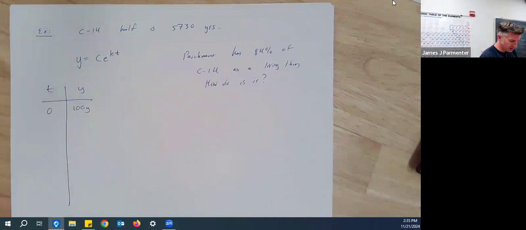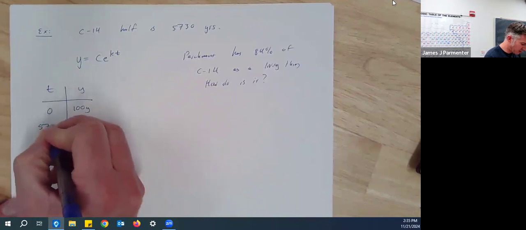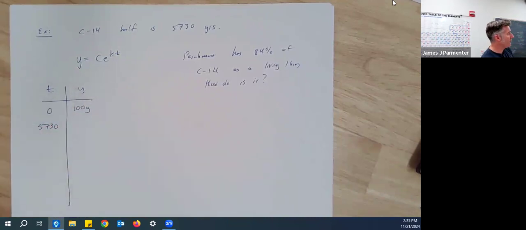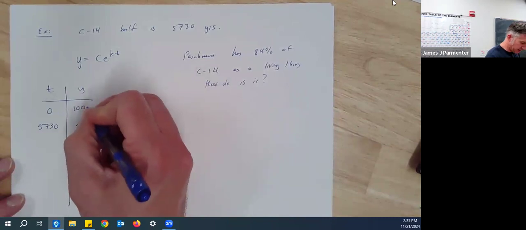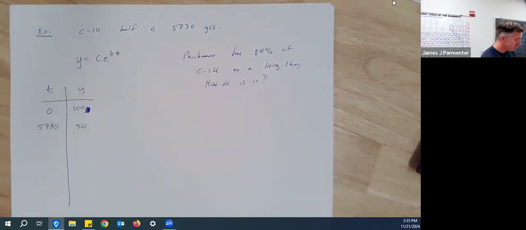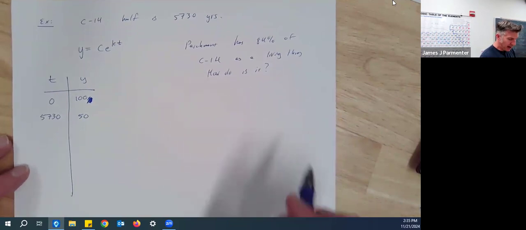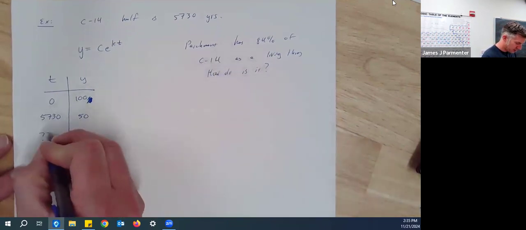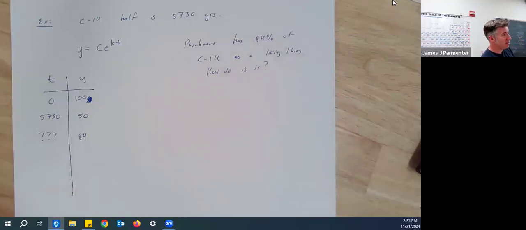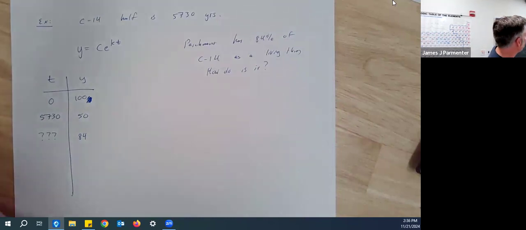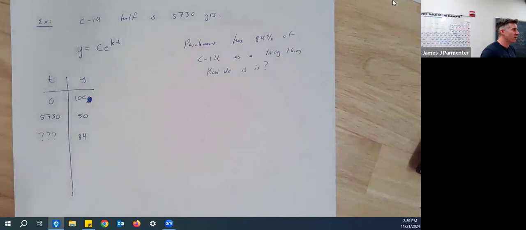And then we know that 5,730 years later, a whole half-life, we're going to have how many grams? Right, half of what we said we started with. In fact, let's kill the grams there and just say it's 50. And then we are trying to figure out how long it takes until we get to a point of having 84% of what we started with, and 84% of 100 is 84. That's why we picked 100 in the first place. So if you're ever doing a problem like this where you're just given percentages, do yourself a favor and say you're starting off with 100. 100% if you like.